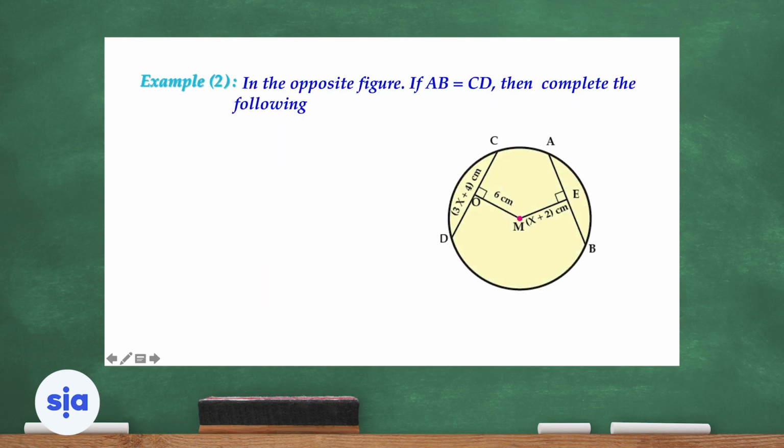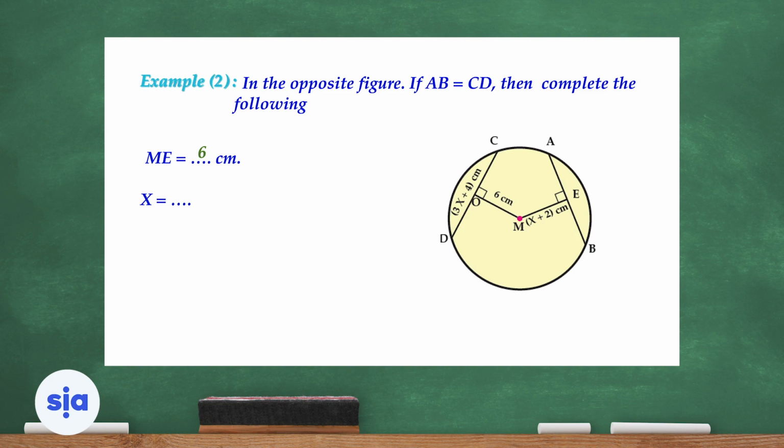In the opposite figure, if AB is equal to CD, then complete the following. Look at the figure as you can see in front of you. You're asked first to find the length of ME. So, from the givens, AB is a chord that is equal to CD. Then, they're equidistant from the center of the circle. Yes, exactly. So, MO is equal to ME. Then, if MO is 6 centimeters long, then automatically ME is excellent. Good job. 6 centimeters long.